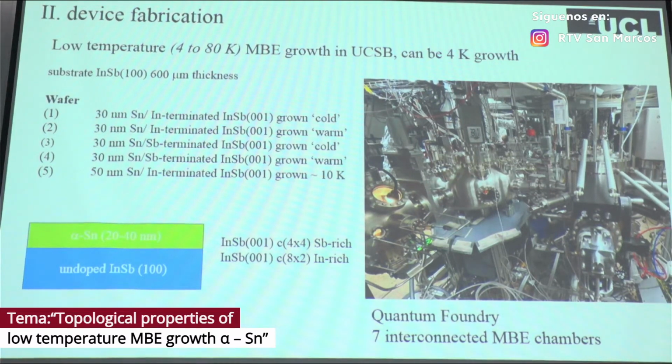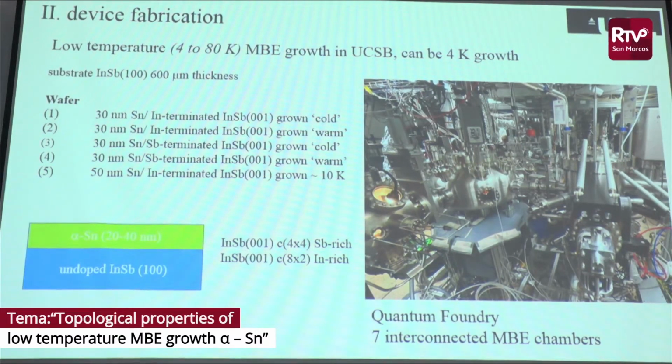I mean, we do measurements at liquid helium temperatures, but the actual wafers themselves, they're grown at low temperatures and they have to be heated up to room temperature to take them out of the system.